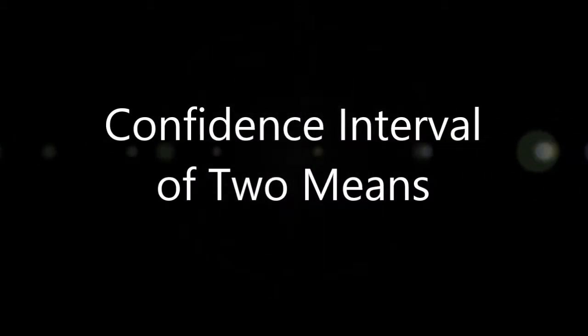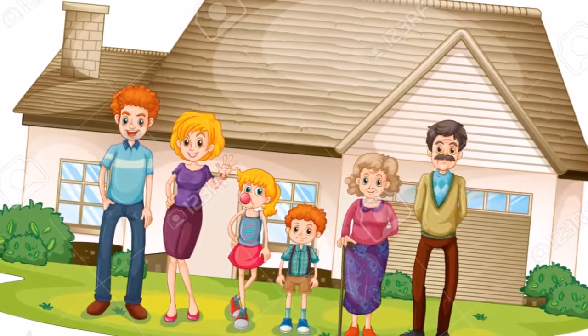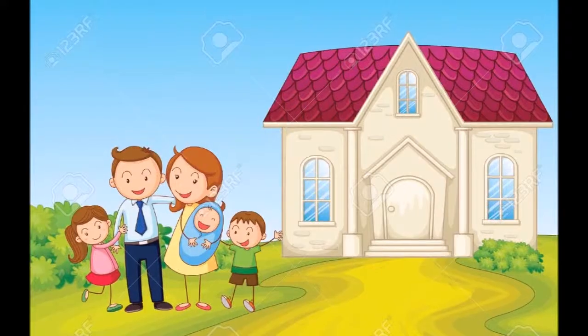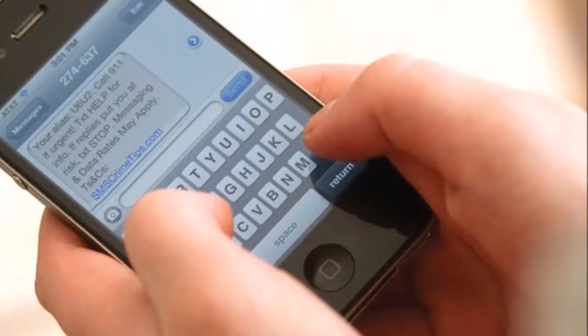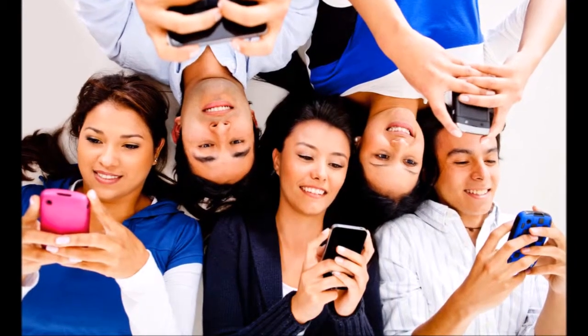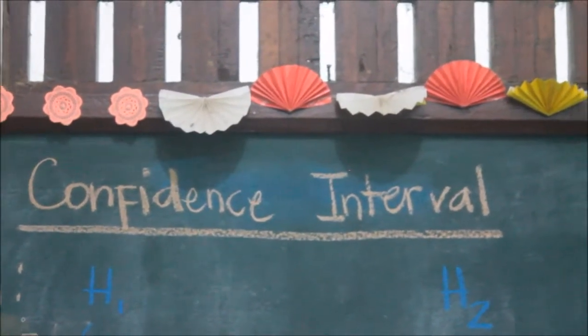Confidence interval of two means. In the Bilucuras household of 6, the average text messages sent in a day is 1,300. Meanwhile, in the Dicos household of 5, the average text messages sent is 1,020 with a population standard deviation of 450. Find the mean difference of text messages sent in a day given a 95% confidence interval. With that problem, we have this given.